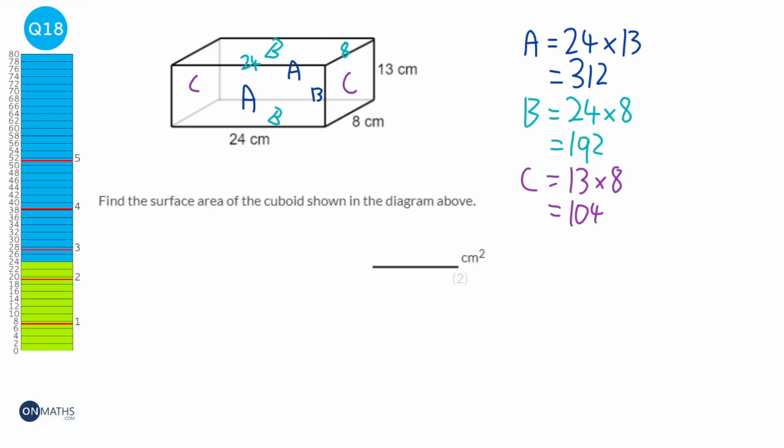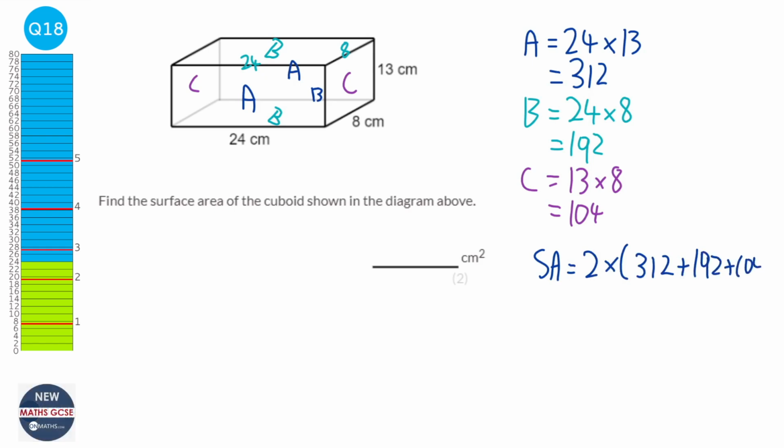So what I'm going to do is add up all the areas of the faces and double it. So to work out the surface area, we're going to do 2 times 312 plus 192 plus 104, and that will give me 1,216 centimeters squared, because it's an area.